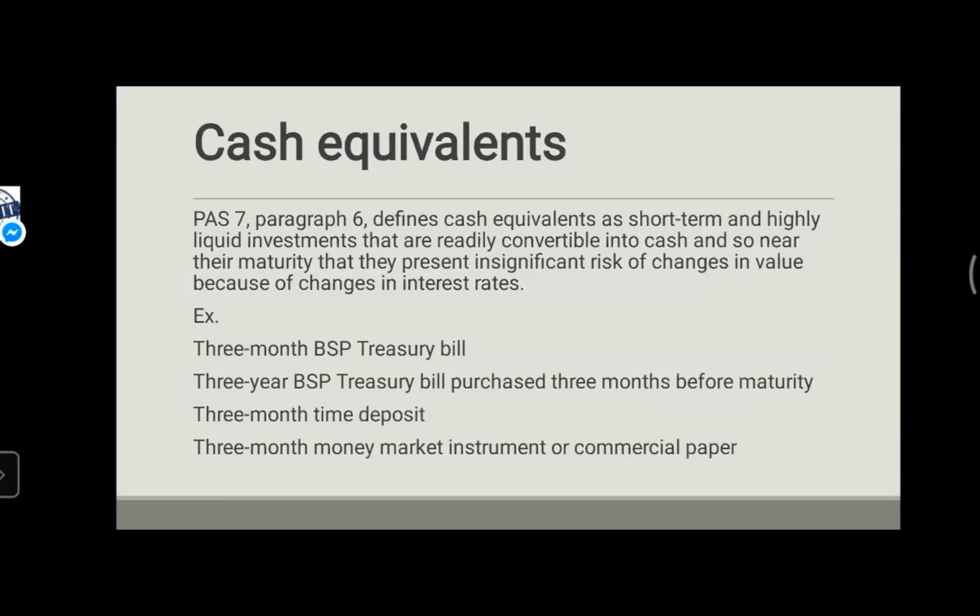So next one is yung cash equivalence. So dito, according to PAS 7, paragraph 6, defines cash equivalence as short-term and highly liquid investment that are readily convertible to known amount of cash and which are subject to an insignificant risk of change in value. So, ito yung cash equivalent. Mga example nila is yung 3-month BSP treasury bill, 3-month treasury bill purchased 3 months before maturity, and 3-month time deposit, and 3-month money market instrument or commercial paper.